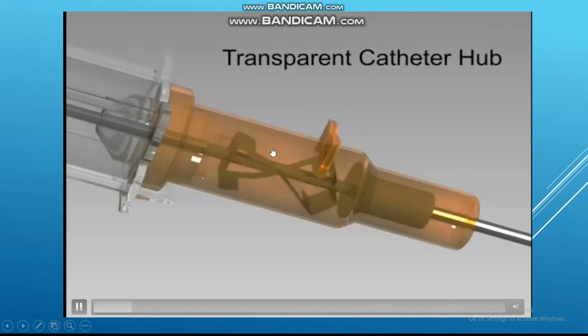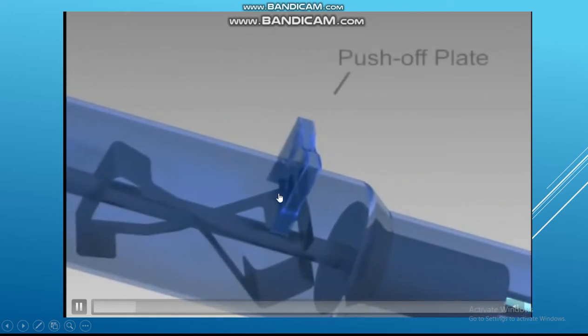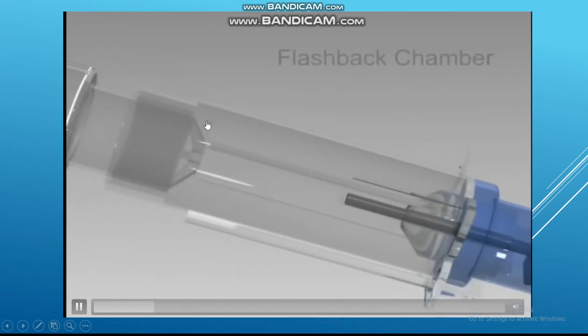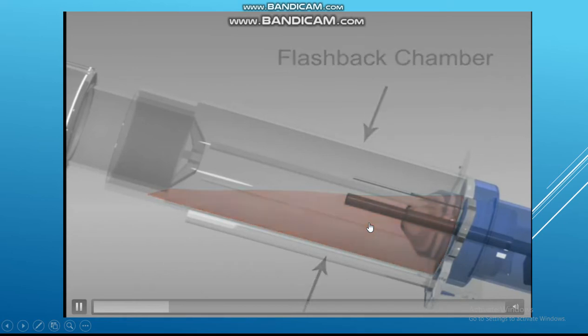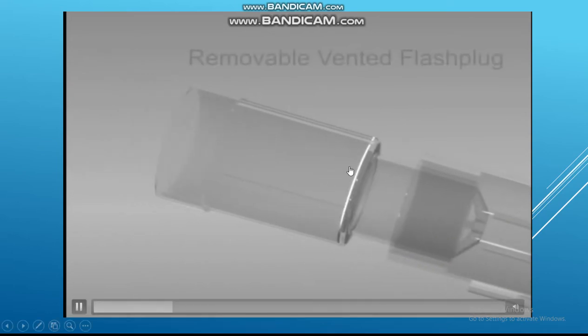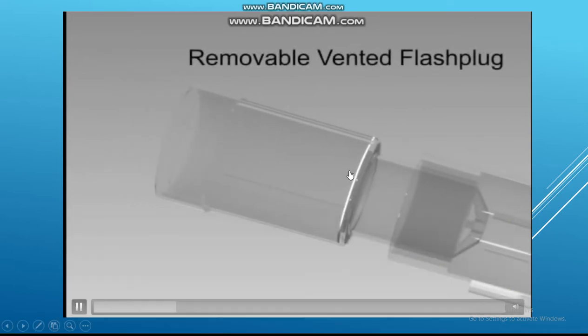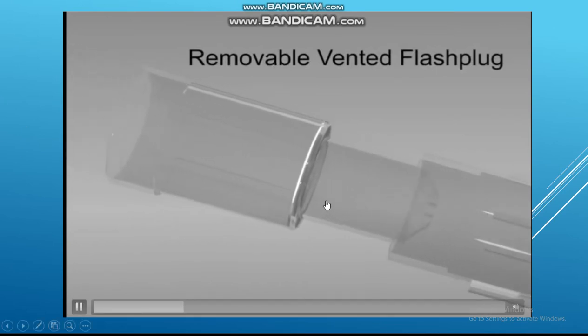It consists of a safety lock mechanism inside, which has a push-off plate. This is the flash chamber where the blood will pool once the catheter has been successfully inserted into a vein. Here this is an IV plug or vented flash plug, which can be removed, and the IV line can be inserted.